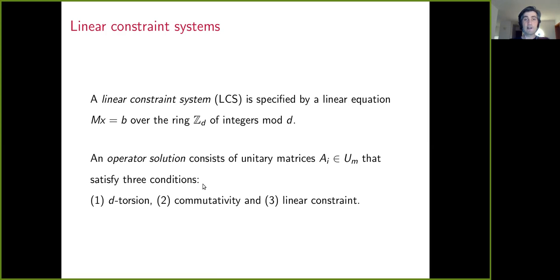And there are a couple of conditions on these matrices. First of all, they're supposed to be D-torsion, meaning that the D-th power of these unitaries is equal to the identity. And they're supposed to pairwise commute for certain subsets of these matrices, which I'll tell you more precisely. And there's a linear constraint, which is coming from this linear equation, turned into a multiplicative form. I will also tell you the precise form of this constraint.